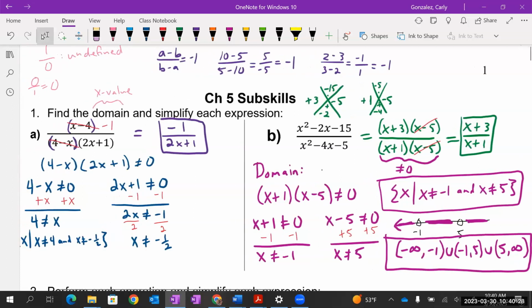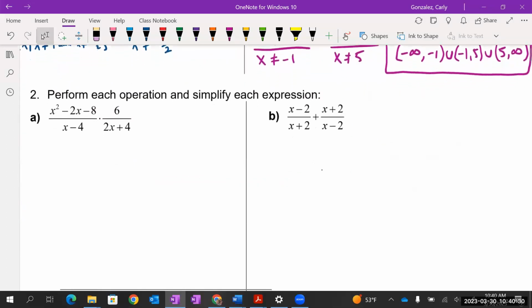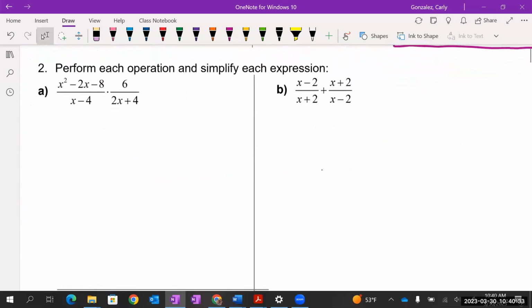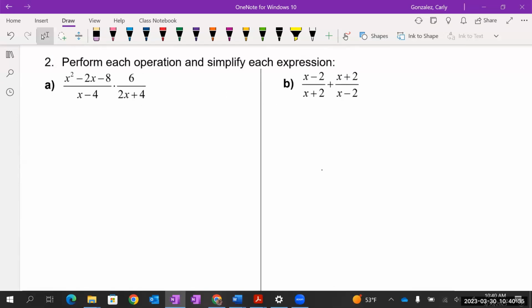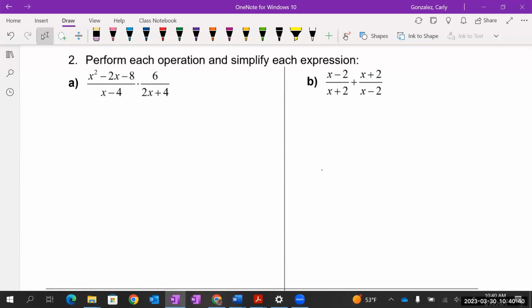Okay, so now let's go ahead and work on some different operations with our rational expressions. So to start, we're going to be multiplying 2 rational expressions. So let's recall that when we're multiplying 2 fractions, and you could even do something as simple as 2/3 times 4/5, we just multiply straight across. 2 times 4 is 8, 3 times 5 is 15.